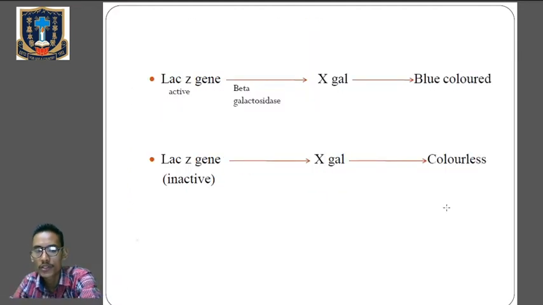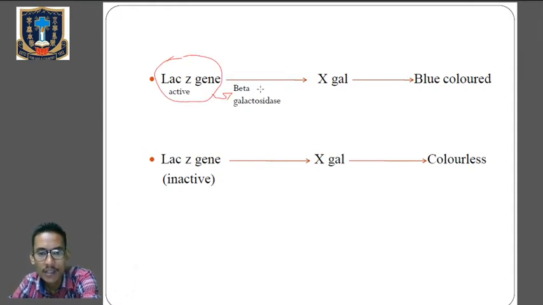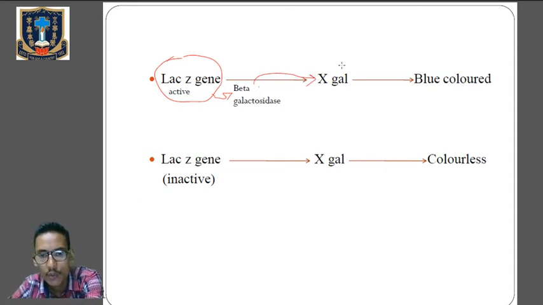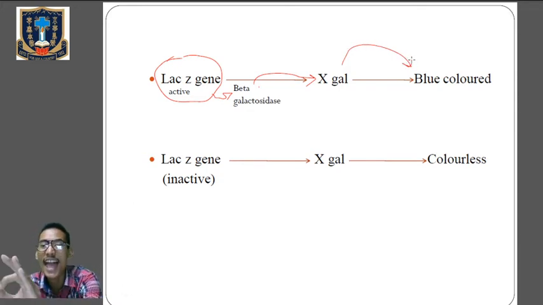So let's go through this. Generally, the LacZ gene in its active form will code for the enzyme beta-galactosidase, and this enzyme will cleave the colorless substrate X-gal to produce the blue colored colony when the LacZ gene is in active form.